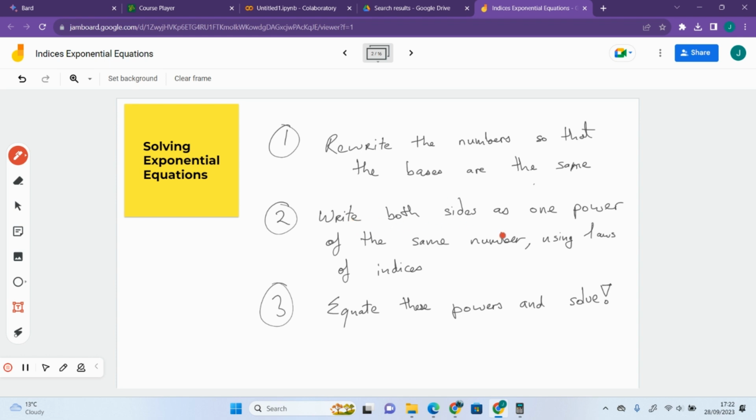Secondly, we want to write both sides, the left hand side and the right hand side, as one power of the same base. We should use the laws of indices to help us do that. The entire chapter covered several of those, and we've done a few more in class, including the negative ones and the fractional ones. Once we have that done, it's simplified to the point that we can just take the powers and solve them. That will make more sense when we go through an example.